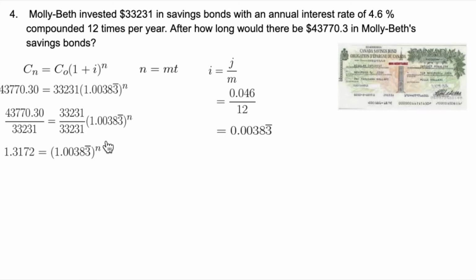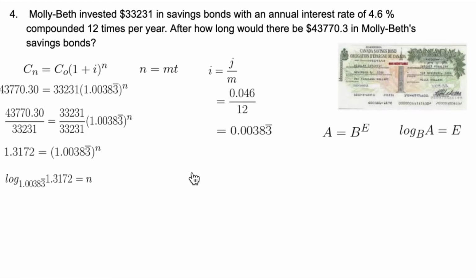n is our exponent. Whenever you have your unknown, your variable, as an exponent, you're going to switch to logarithmic form. And we remember Renee's formula that said if you have some answer is equal to a base raised to an exponent, in logarithmic form, we're taking the log of that answer, so log of the answer to the base b is equal to the exponent. The log of 1.3172 to the base 1.00383 repeating is going to be equal to n. It's really the repeating on top of the 3.